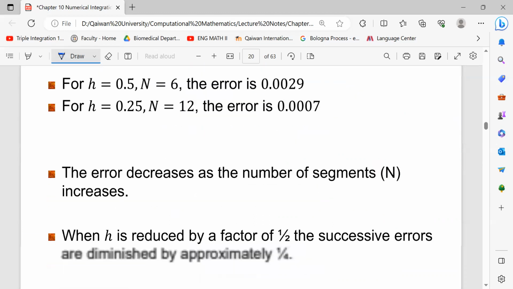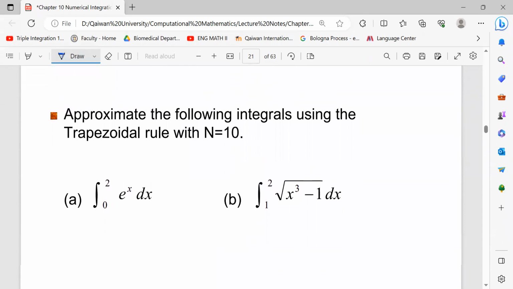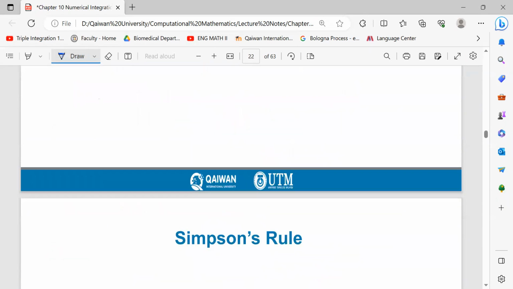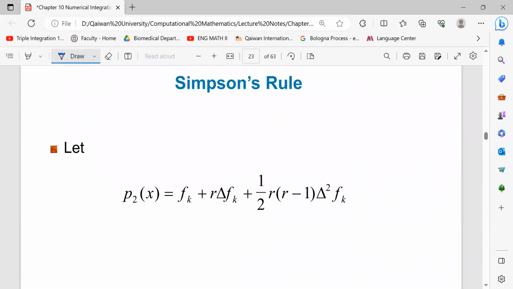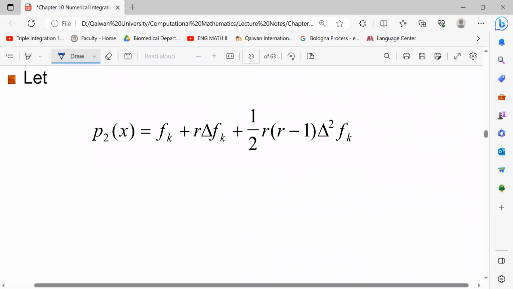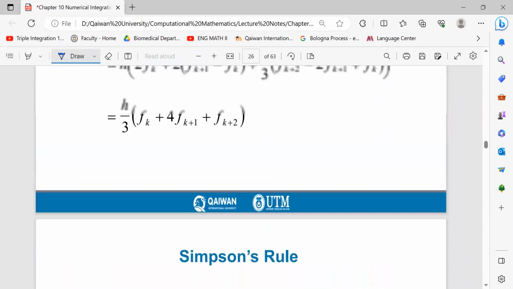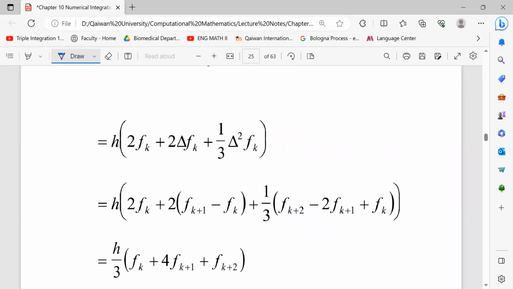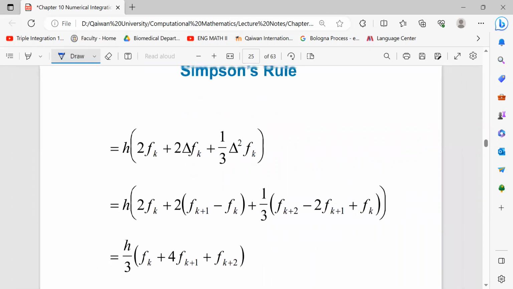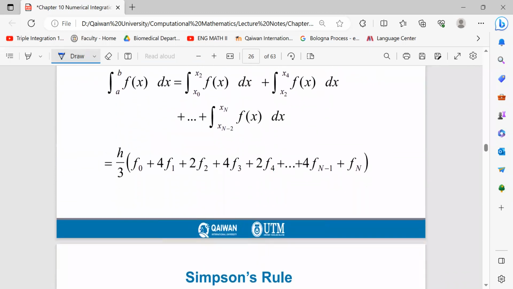Okay? Here you have these two exercises. Then we have Simpson's rule. Let me check the rule. That's it.